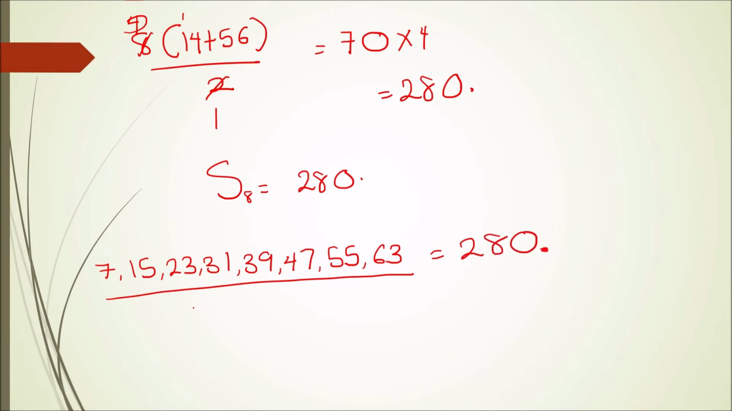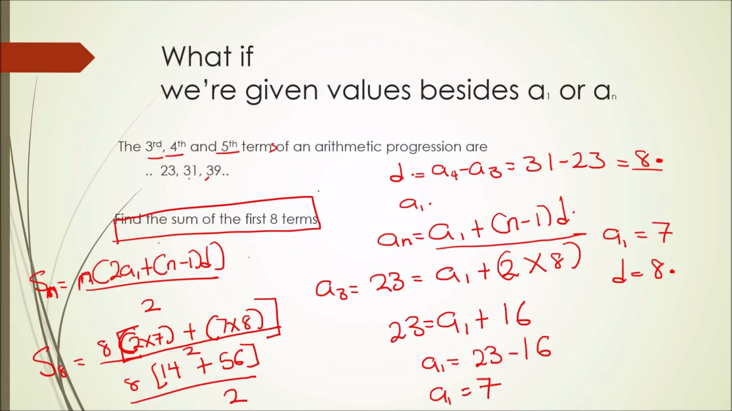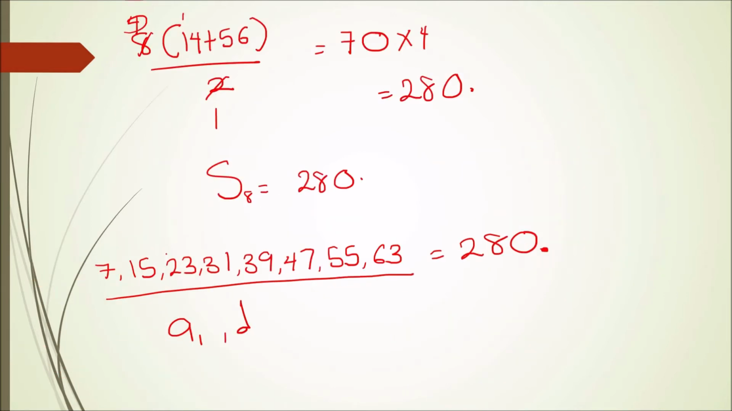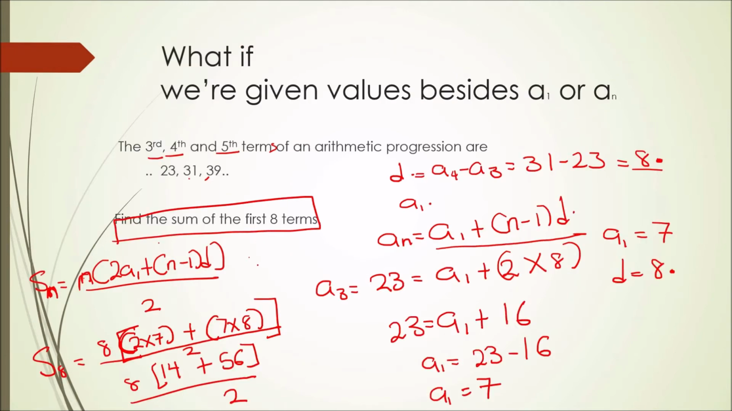Okay. So once you know your A1 and you know your D, you're good to go. You're really good to go. You can see we actually got our values here, 23, 31, 39.